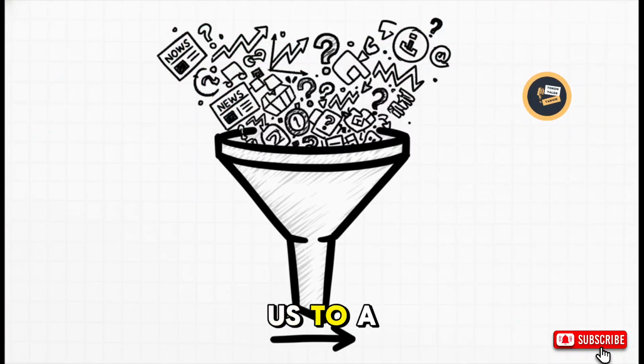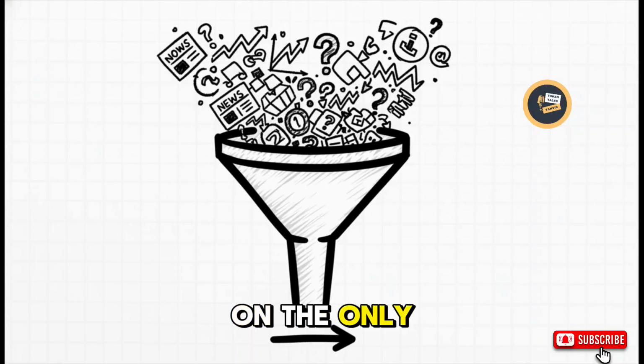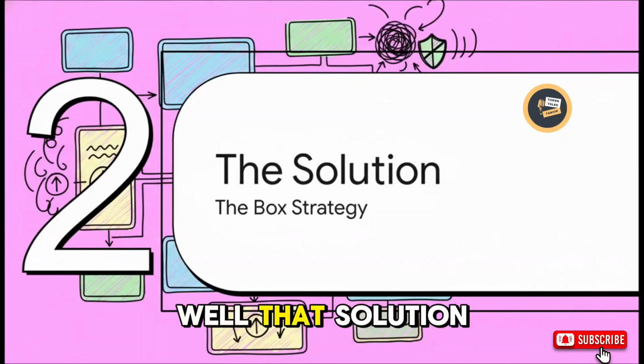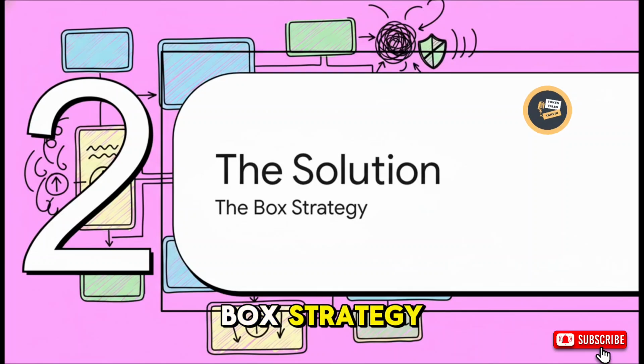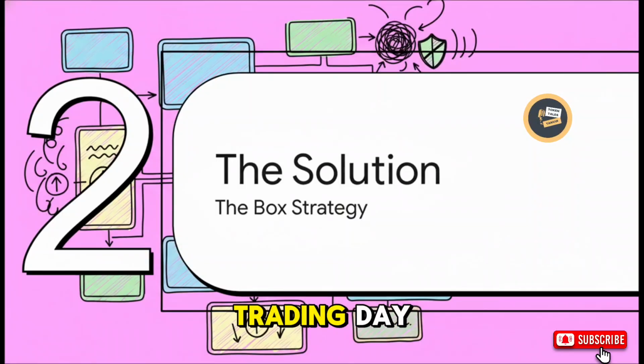So that brings us to a really important question. What if you could build a filter? You know, a simple system to just tune out all that noise and zero in on the only piece of information you actually need to make a decision. Well, that solution is called the box strategy, and its entire purpose is to be the antidote to that information overload. It gives you this clean visual framework to guide your entire trading day.